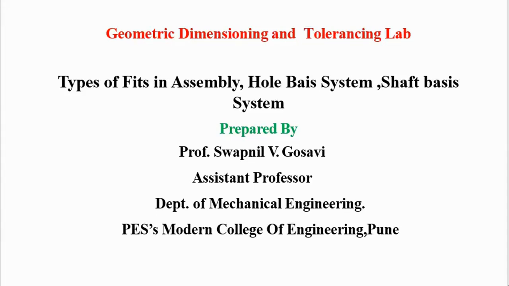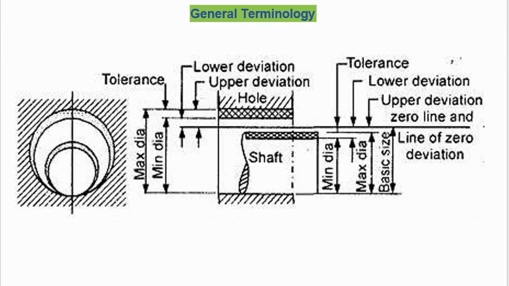So in this particular lecture we'll be discussing different types of fits in assembly, the hole basis system and shaft basis system. To understand the concept of fit, first of all we need to understand the concept of shaft and hole in the assembly. Whenever you are talking about an assembly, you have a shaft, which is a rod-like structure or a solid, inserted into a hole like a cavity. When you assemble the shaft and hole together, we get different types of fits.